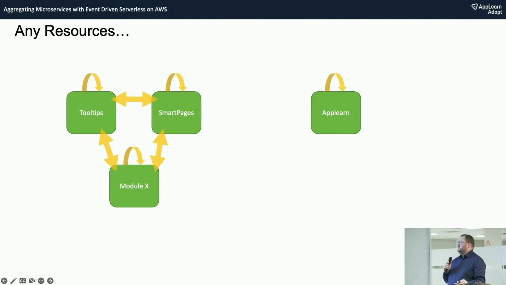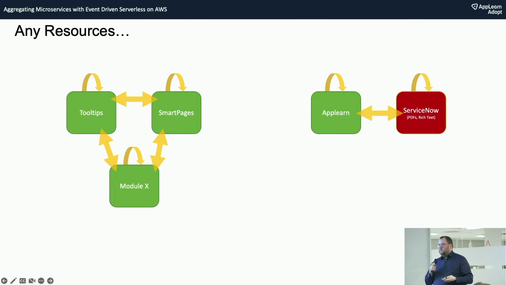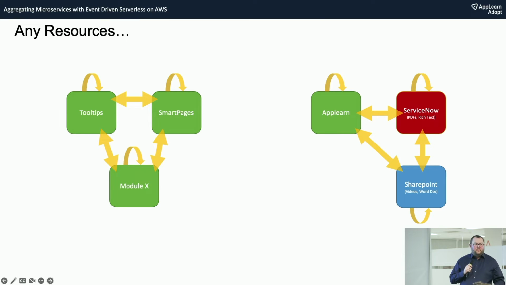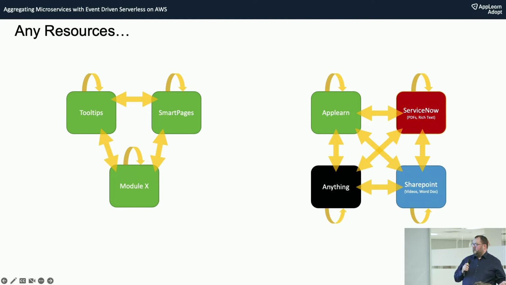But what about things outside of AppLearn? Maybe a service such as ServiceNow, a common repository that businesses use. They have things like PDFs and rich text, and if we can have them trigger AppLearn resources and AppLearn resources trigger them and they can trigger themselves, that sounds pretty good. Or SharePoint, much more common. Everybody should be aware of SharePoint. They have a massive range of things that we can put on the page: videos, Word documents, Excel spreadsheets, PowerPoint presentations. And of course, at this point, you've figured out we're actually talking about anything can trigger anything. If there's a resource that you can put into a web page, we can link it to another resource. Anything can trigger anything.